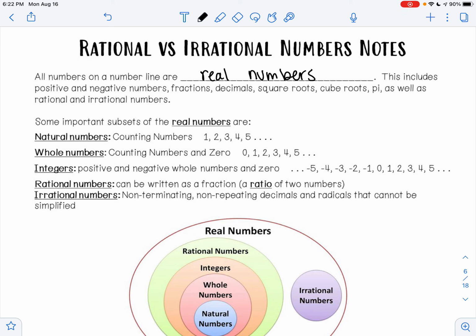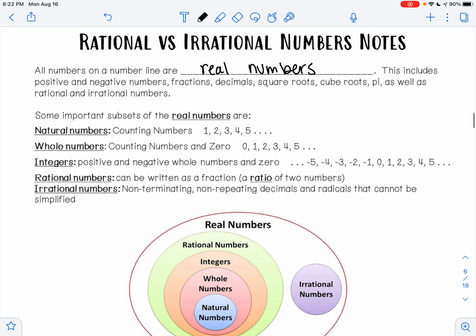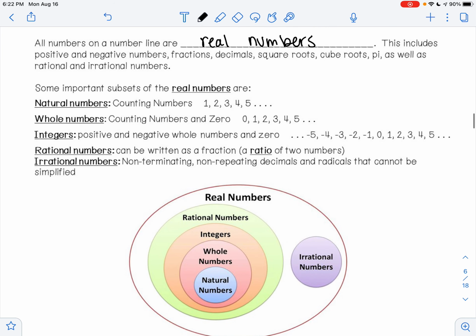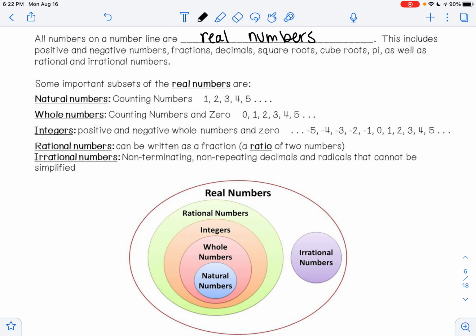Some important subsets of real numbers are natural numbers. Those are the numbers that you count with, 1, 2, 3, 4, 5, and so on. Whole numbers are the counting numbers and 0. So we include 0 with our whole numbers. Integers are positive and negative whole numbers, including 0. So you can see the examples of integers here.